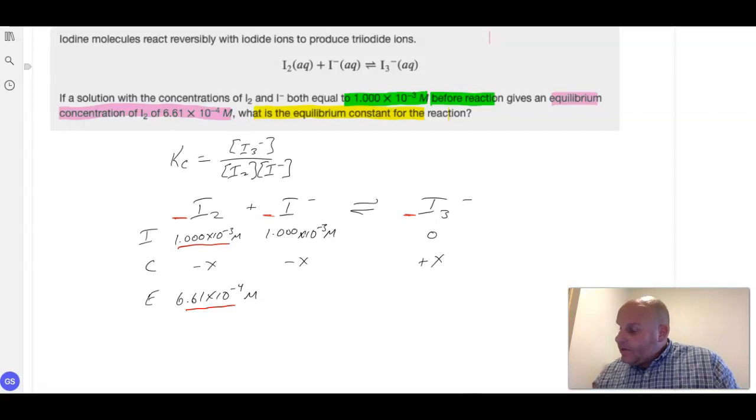All right, since the difference between 1.00 times 10 to the negative third and 6.61 times 10 to the negative fourth is something I can calculate quickly just by subtracting, I can do that and I get 3.39 times 10 to the negative fourth. Okay, so again, over here, we're going to be subtracting that amount, and that amount would be exactly the same here for my other reactant. And then on the product side, we would be adding that amount.